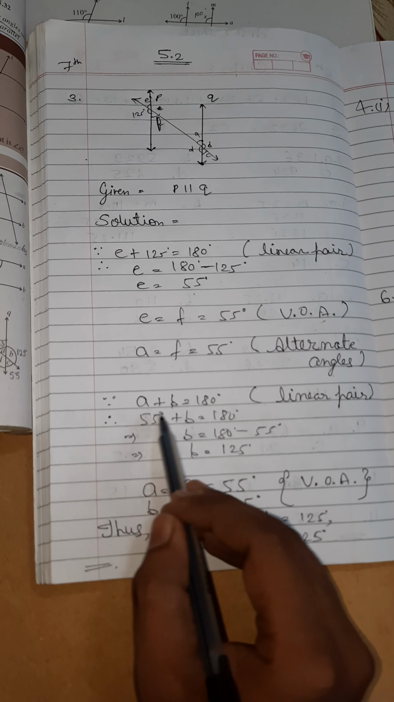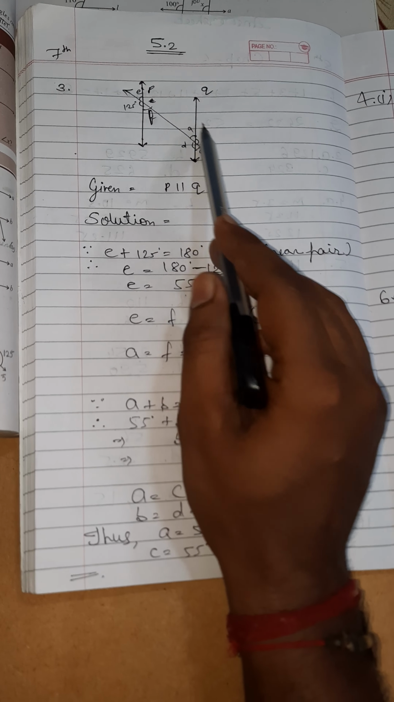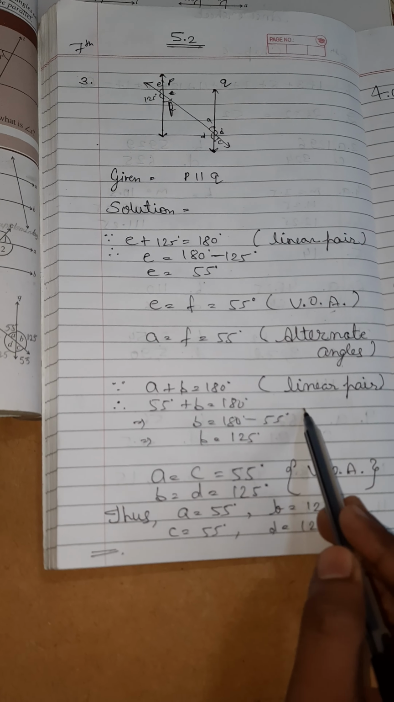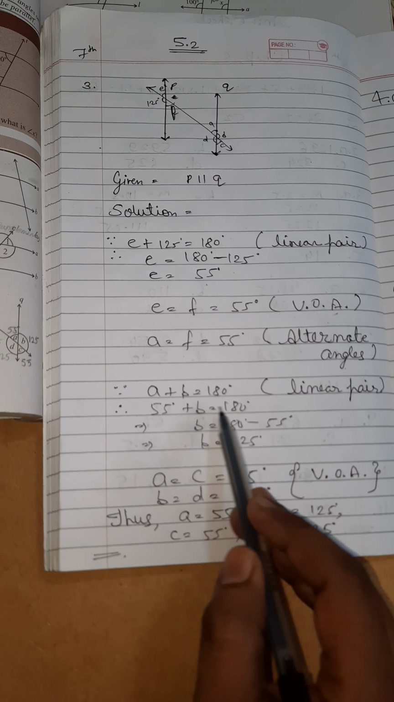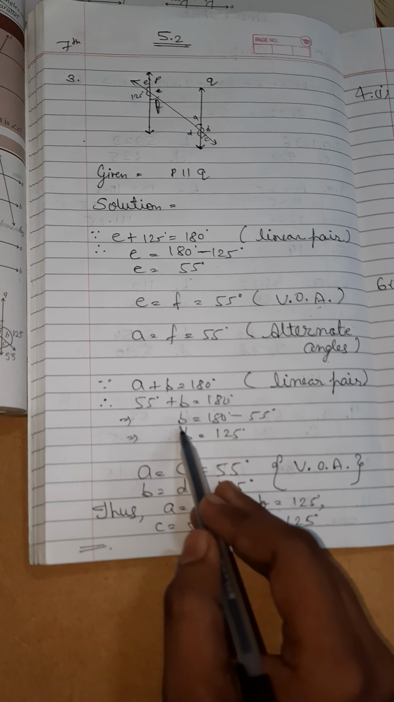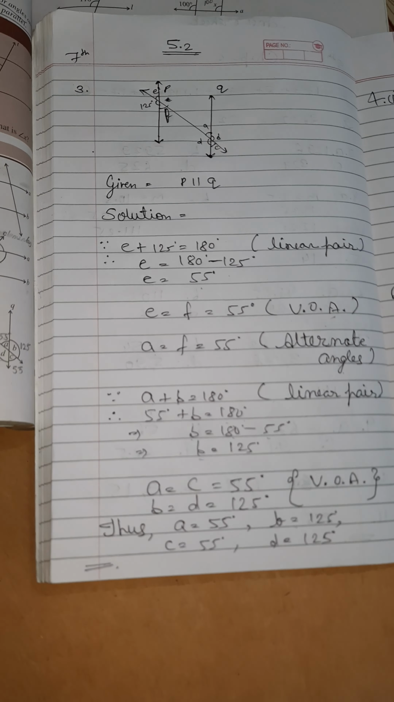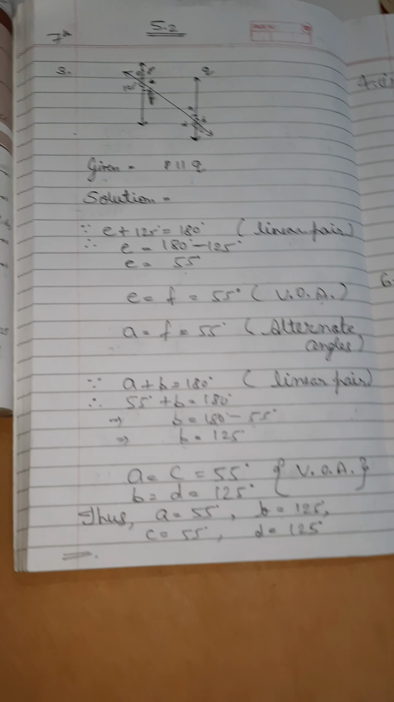Now we know that A plus B is equal to 180 degrees because of linear pair. Now the value of A is 55 degrees, put it here, 55 plus B is equal to 180 degrees, and solve the equation. Then B is equal to 180 degrees minus 55 degrees, then B is equal to 125 degrees, and the value of B is 125 degrees.